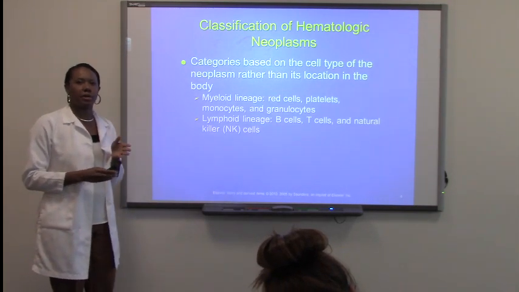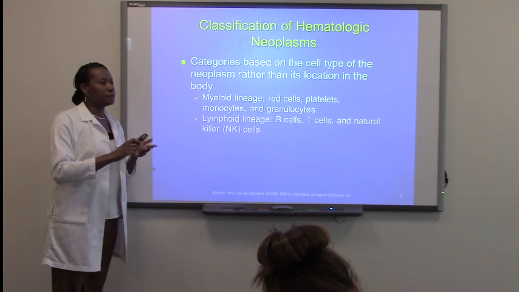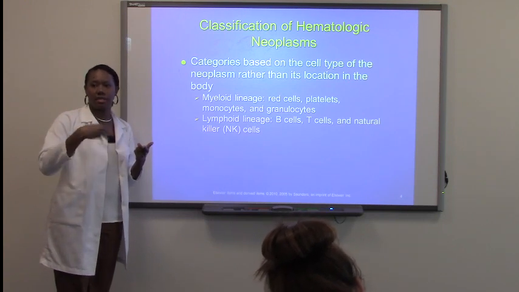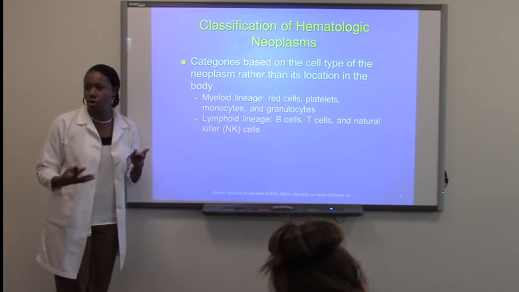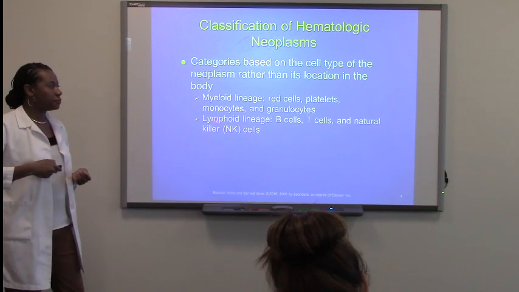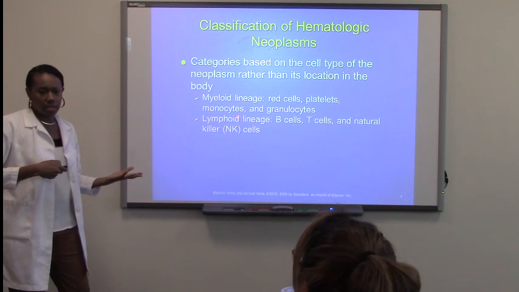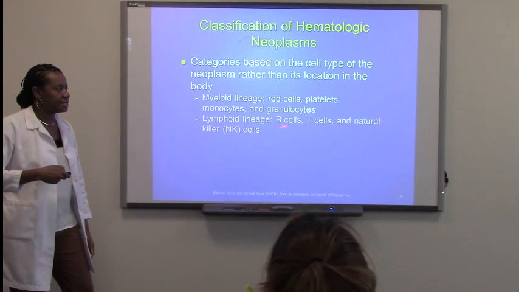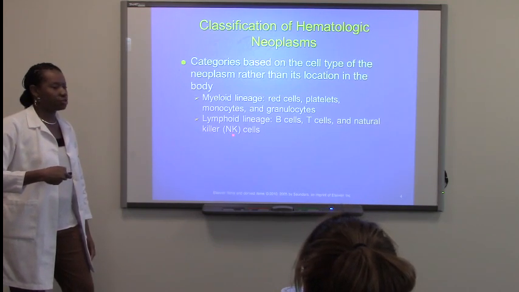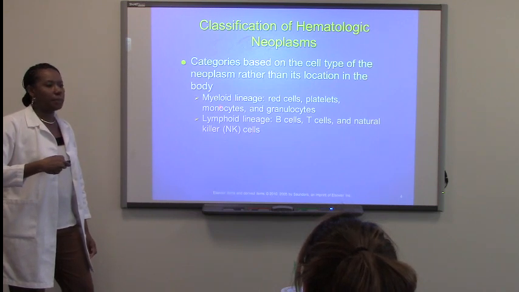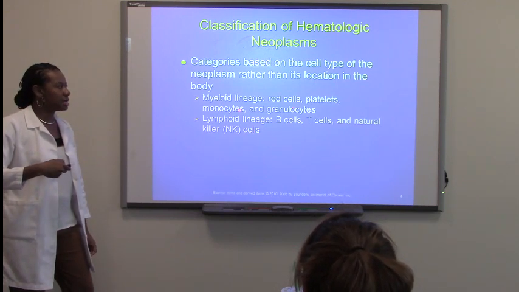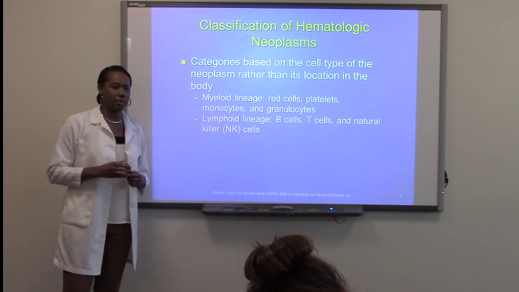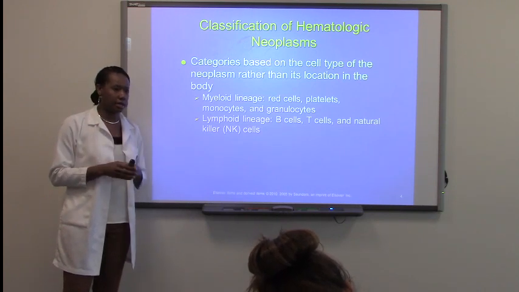When we talk about, for example, ALL, this is an acute lymphocytic leukemia. Acute tells us that it's a rapid or fast course. Lymphocytic tells us that it comes from a lymphoid lineage, and then the leukemia. So if it's an ALL, we know it's going to target B cells, T cells, and natural killer cells. As opposed to something that comes from a myeloid lineage, which is going to attack red blood cells, platelets, monocytes, and granulocytes. Even just by looking at the name of the leukemia, you should be able to know what types of cells it's targeting.